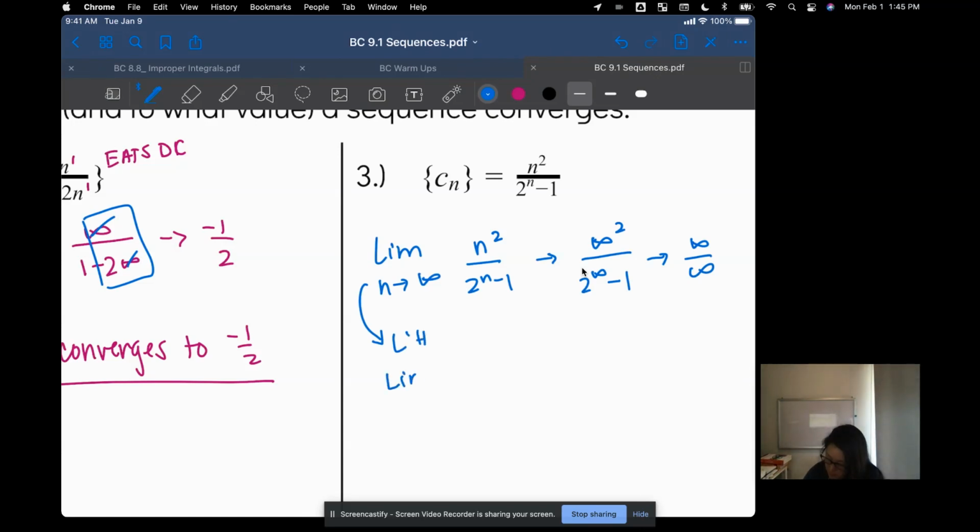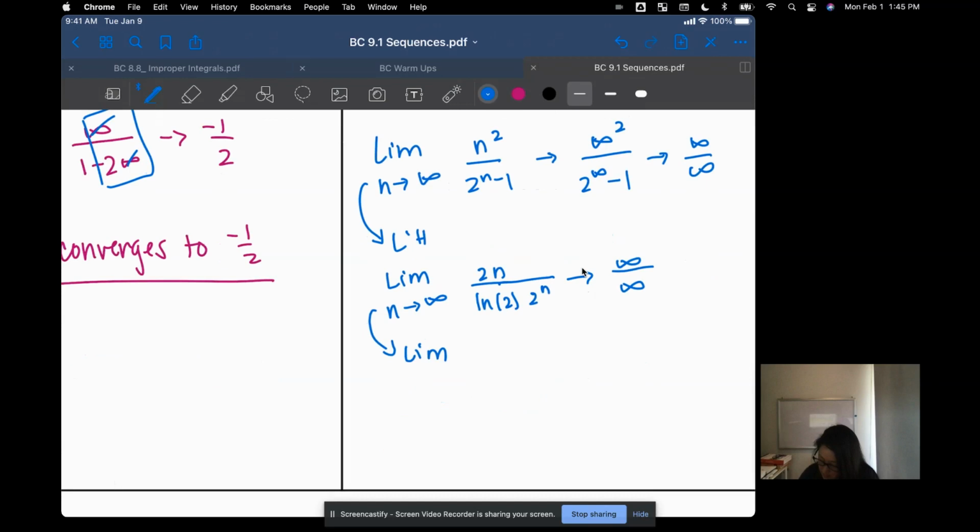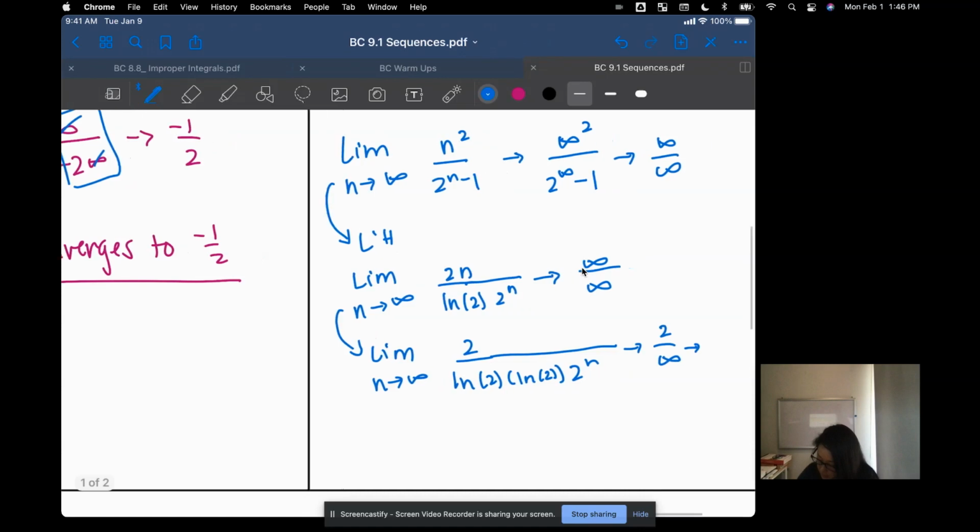So we can do the limit as n approaches infinity of the derivative of the top, which is 2n, over the derivative of the bottom, which is ln of 2 times 2 to the n, okay? And then I'm going to direct substitute in the infinity, giving me 2 times infinity, which is infinity, over 2 to the infinity, which is infinity. So let's L'Hopital again. I get the limit as n approaches infinity of 2 over the ln of 2 times the ln of 2 times 2 to the n. So I get 2 over infinity, which basically gives me 0.